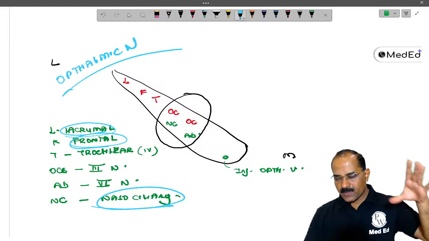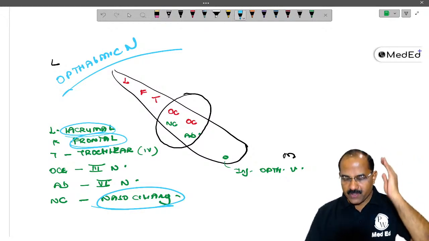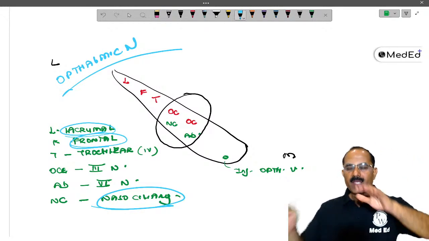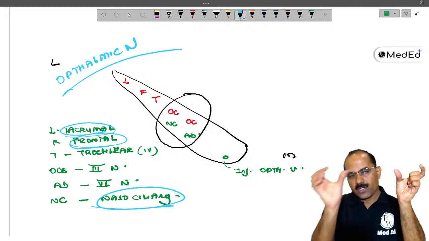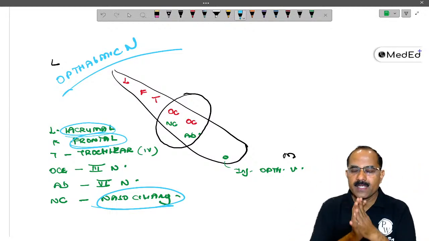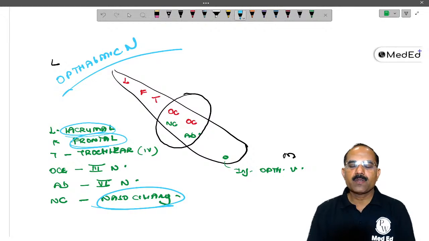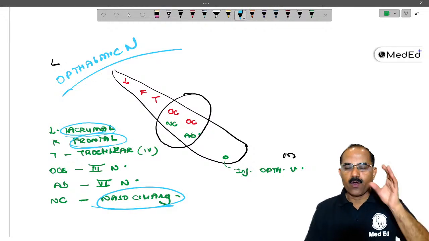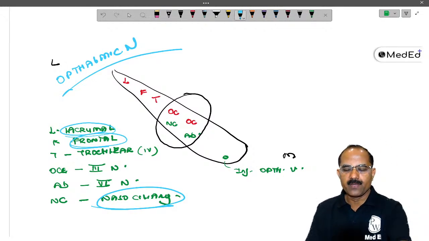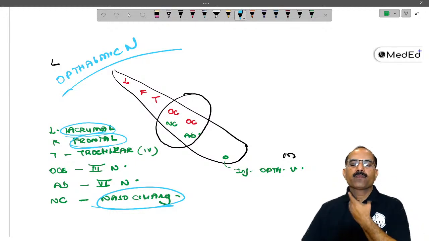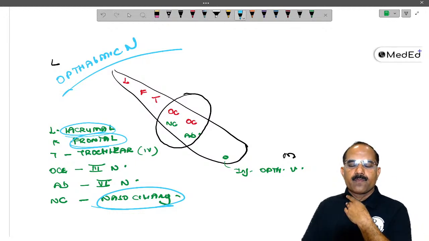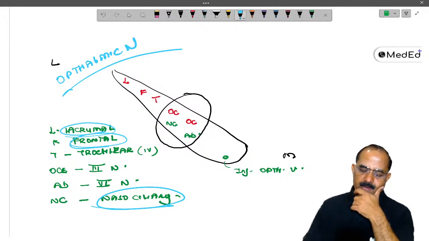So what passes through the lateral compartment of the superior orbital fissure? Lacrimal, frontal, trochlear. In the intermediate compartment, oculomotor, in between nasociliary, and below abducens. And what passes through the medial compartment? The inferior ophthalmic vein. Clear to all of you? Fine. Okay. Good.